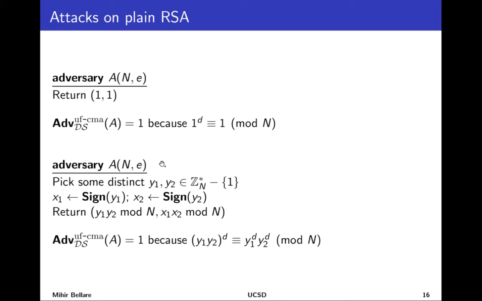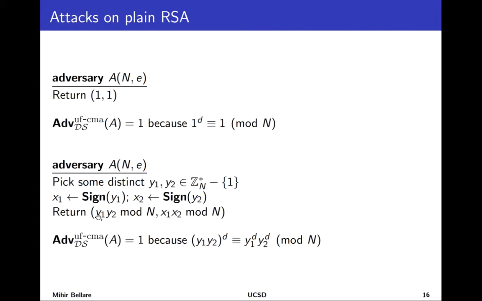In the UFCMA game, I can pick any 2 distinct messages, let's say that are different from 1. Remember, I have access to a sign oracle. I can go to it and get back a signature of y1, call it x1, and a signature of y2, call it x2. Fine, now to win I have to create a forgery. That means I have to find some message and a correct signature of it. The only choices of message excluded are y1 and y2. If I output one of those, I'm not going to win.